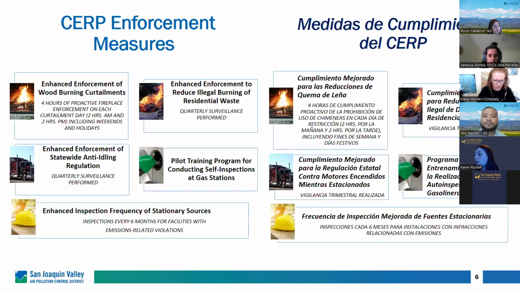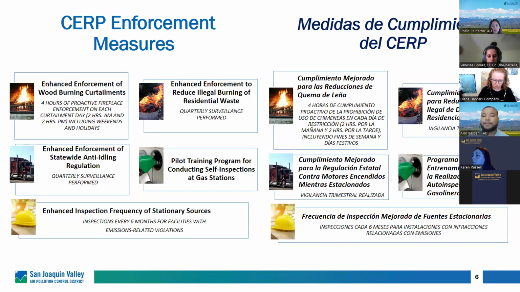So here we've got a summary of Shafter's CERP enforcement measures. We perform enhanced enforcement of wood burning curtailment, illegal burning of residential waste, and of our anti-idling regulation. In all of those cases, this means we're spending more hours out in the field conducting proactive enforcement.